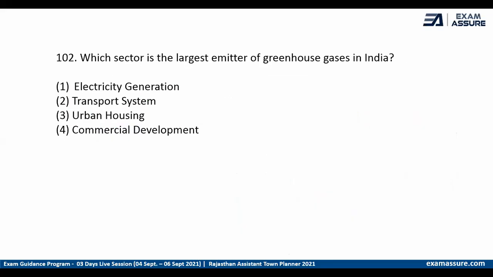Which sector is the largest emitter of greenhouse gases in India? It's the electricity generation sector, right? The energy sector is the major contributor of greenhouse gases. Because in India, currently energy is mostly generated from thermal power plants where coal is used. Because of this usage, electricity generation is the major emitter of greenhouse gases among all the sectors.